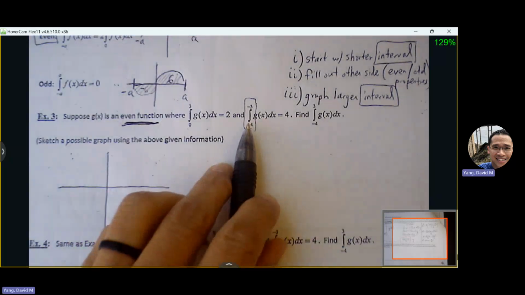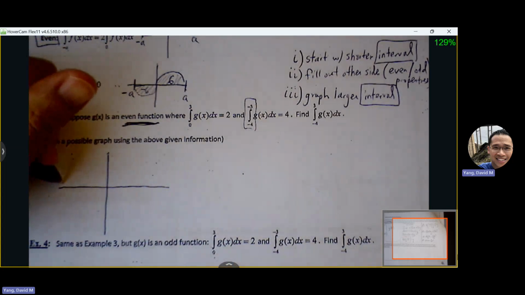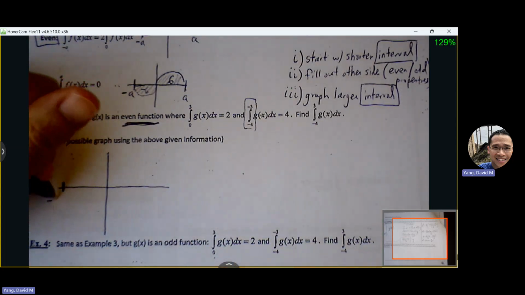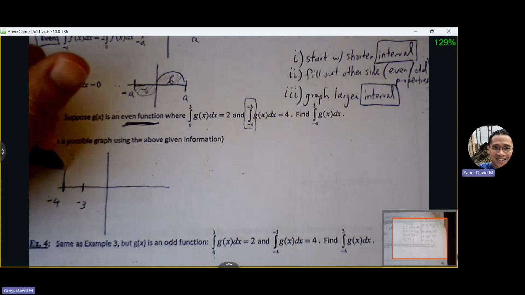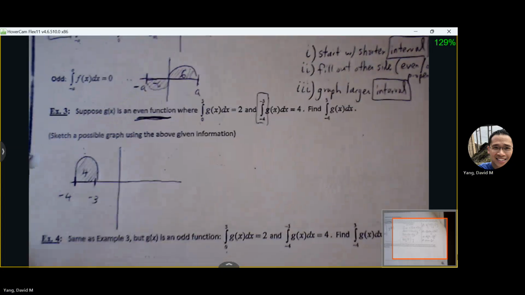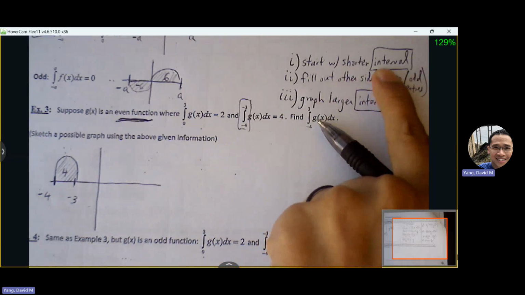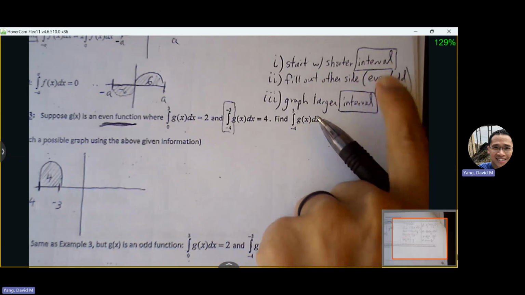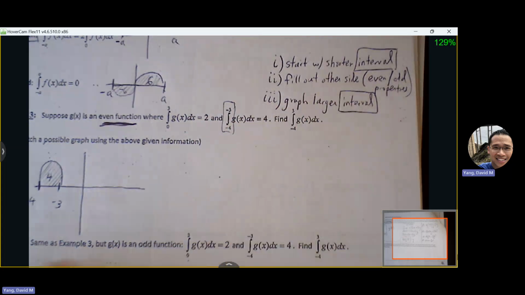So we want the region from -4 to -3 to show an area of 4. So I'm going to mark this off as -4 to -3. I'm going to create a mound here and call this area region 4. Okay. So we graphed our shorter interval. Now we're going to fill out the other side. Okay, so we're not going to do the larger interval yet. We're going to fill out the other side.